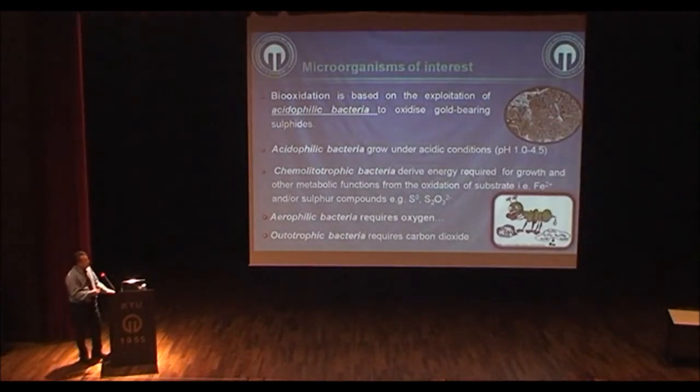Biooxidation is based on the exploitation of acidophilic bacteria to oxidize gold-bearing sulfides like pyrite, arsenopyrite, and pyrrhotite. Acidophilic bacteria means they grow under acidic conditions of about pH 1 to 4.5. And these are chemolithotrophic bacteria, which means they derive the energy required for their growth and other metabolic functions from the oxidation of substrates like ferrous iron, elemental sulfur, and reduced sulfur compounds, which is the main property of these microorganisms that we utilize in biooxidation.